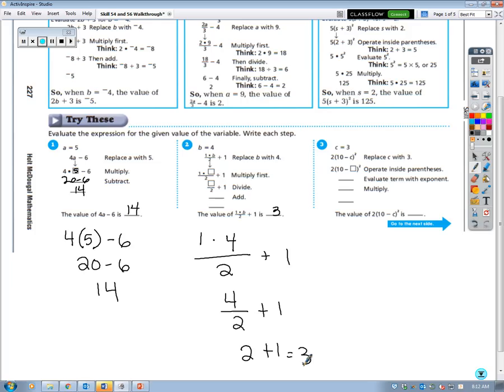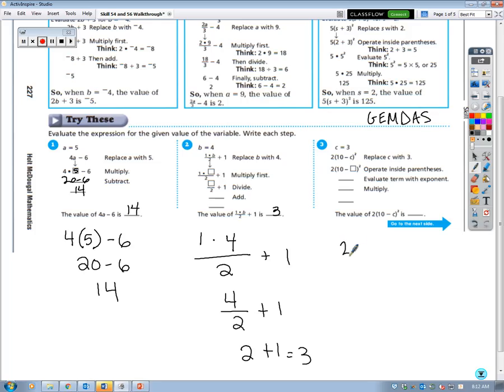So we've got this last one, number 3. And the value of c is equal to 3, right? And we've got 2 times the quantity, that's how you would read this, times the quantity of 10 minus 3 to the second power. So this one has a lot of those. I'm going to go ahead and write this up here, just to make sure we're going through that order of operations correctly.